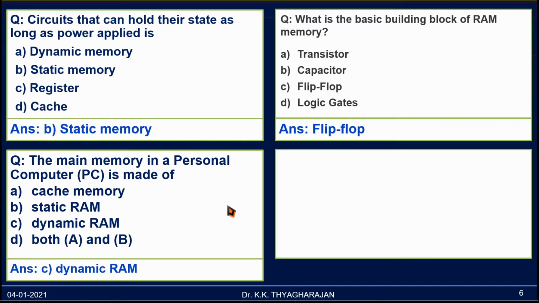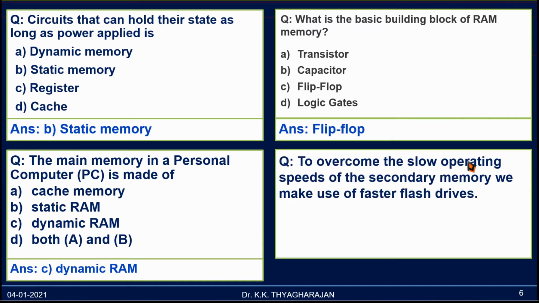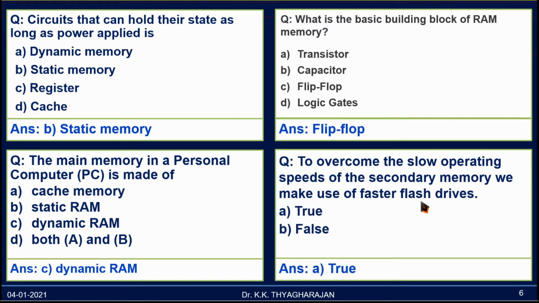Let us see the next question. To overcome the slow operating speeds of the secondary memory, we make use of faster flash drives. Is it true or false? Yes, it is true because hard disk or magnetic disks are used as secondary memories. They are very slow. So if you need somewhat higher speeds, then you have to use flash drives.